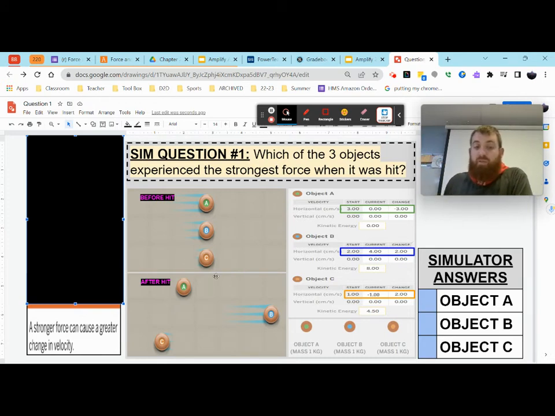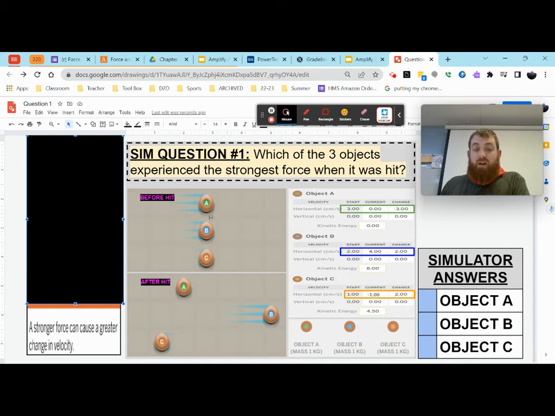So if we're looking at each of their velocity changes, we don't want to look at what kind of velocity change they had. So we don't want to look at, do they start, do they stop, do they speed up, do they slow down? That doesn't tell us which one had the stronger force. What tells us who had the stronger force was their change in velocity. So we've got to look at this very last number here.